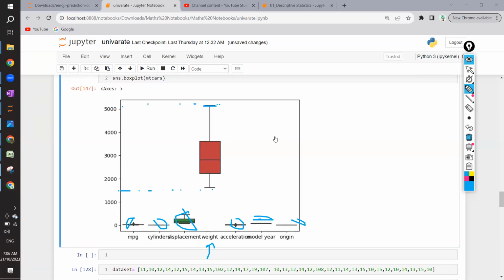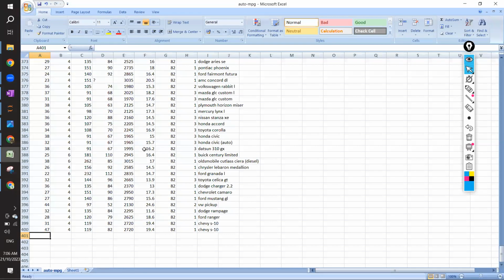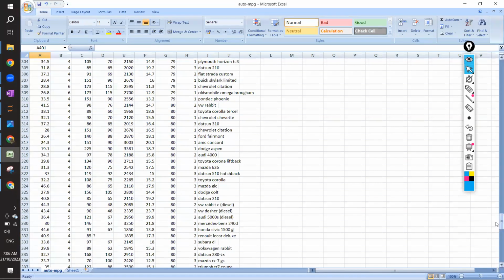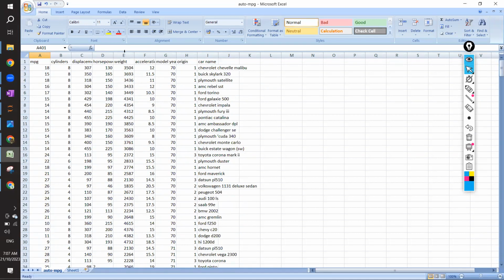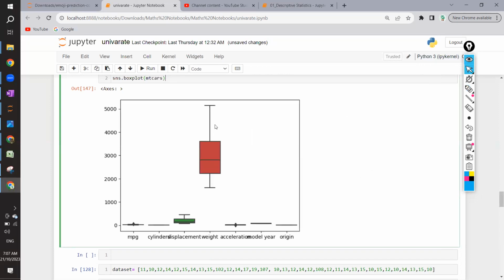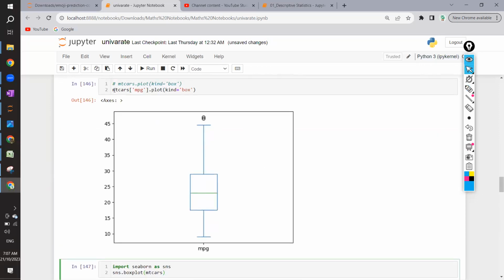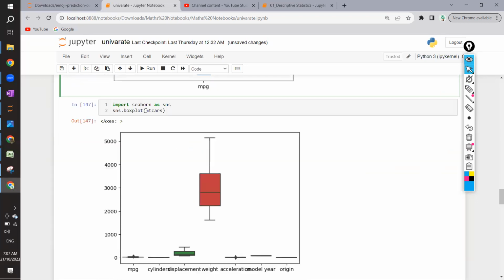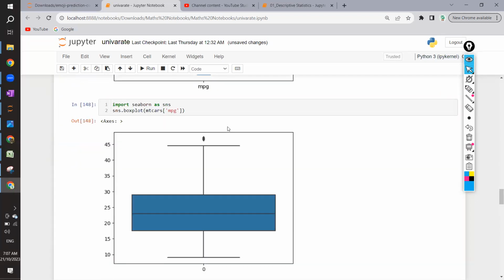very small. With a single graph you can get an idea of all the columns, what type of columns you are dealing with. So if you see the weight column, it is having around 5000. Its range is very high, in thousands, but these are in tens, single digits, just hundreds. So its box plot will also be a little higher in the graph. But if you want to go for only one column, you can also do that. See, this is much more beautiful than the simple graph, right?